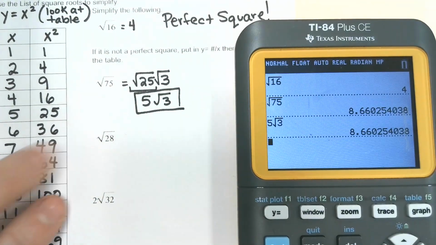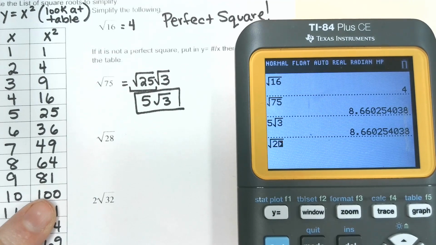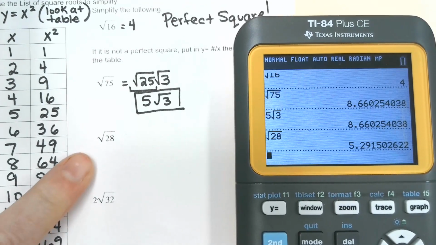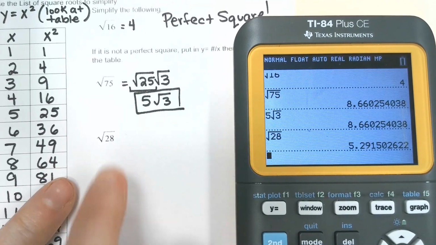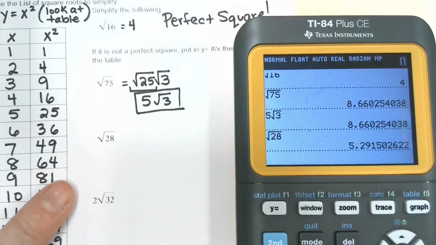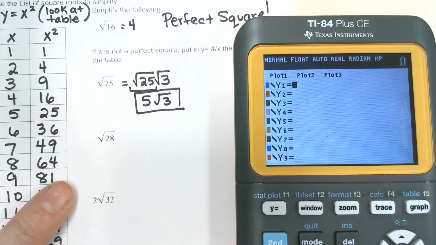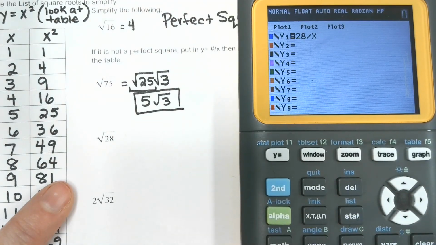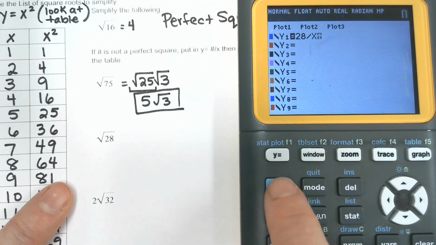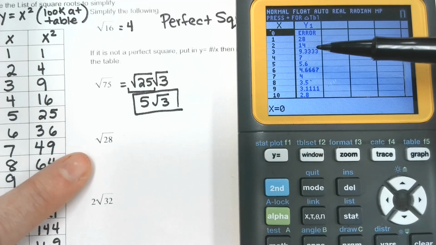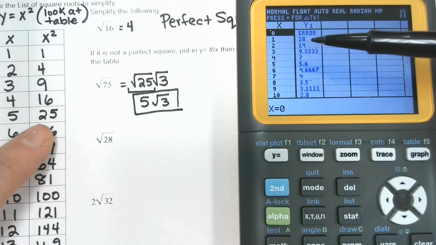Okay, let's go to square root of 28. So let's go ahead and put that in the home screen. Square root of 28, 5.29 something. So now we want to find the factors of 28 and find the perfect square that factors this evenly. Go to y equals, clear out what's in there, do 28 divided by x. Then go to your table, and you're going to work down your y equals list and see what's the perfect square.